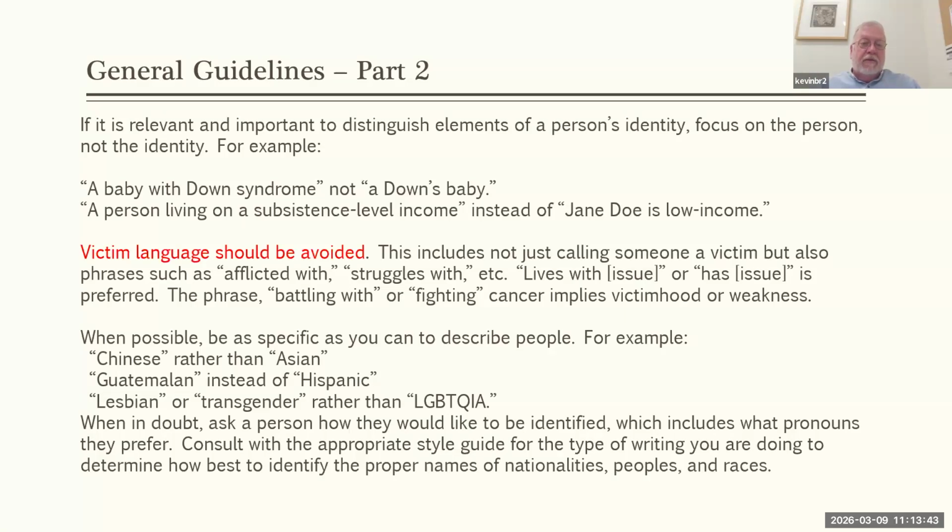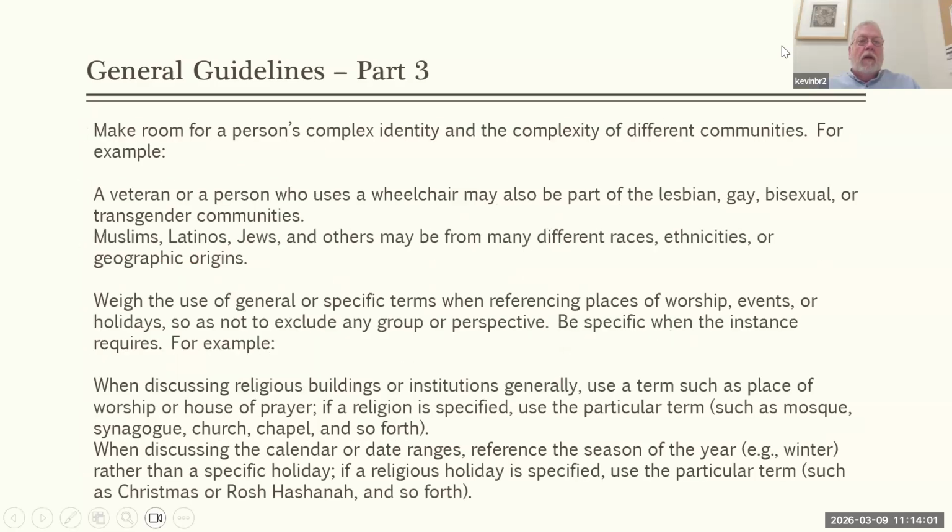And of course, when in doubt, ask the person how they want to be identified, which includes, of course, what pronouns they prefer. Consult with a style guide, and the AMA is not the only style guide. There's some general style guides as well that can help you with that. Make room for a person's complex identity and the complexity of different communities. For example, you might have multiple identities of the individuals that you're describing or working with. A veteran who uses a wheelchair, disabled vet, may also be part of the LGBTQIA community.